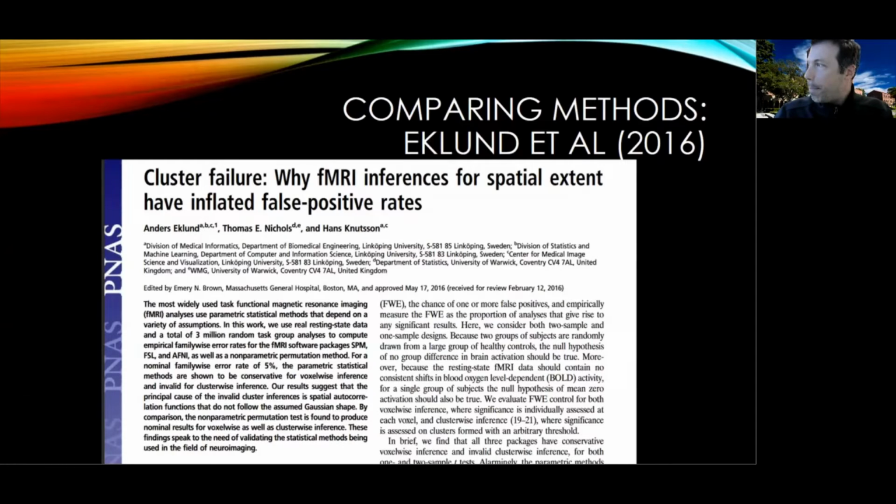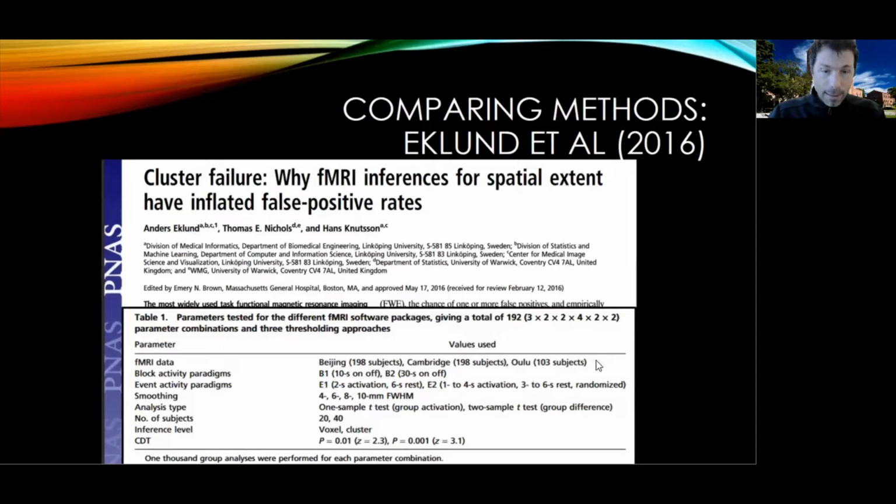They downloaded and took data from several repositories, and they took resting state data sets. In fact, there's one from Beijing, 198 subjects, one from Cambridge, also 198 subjects, and then a third data set of over 100 subjects. And these were all resting state data. So in a sense, these are all null data sets. There's no task. And so they thought, let's pretend that there is a task and do a full analysis, and then see if we get any positive result.